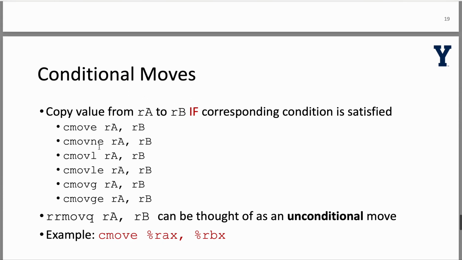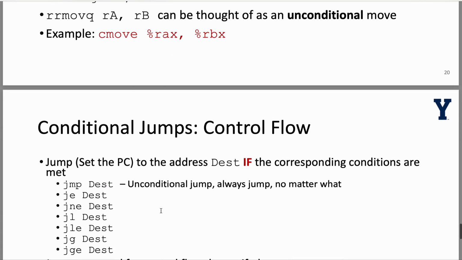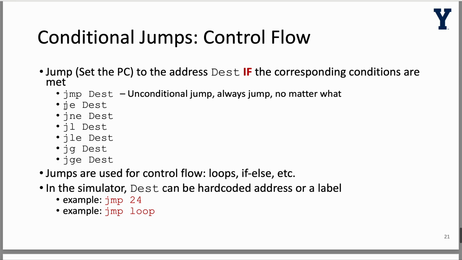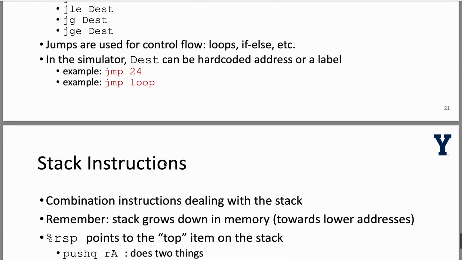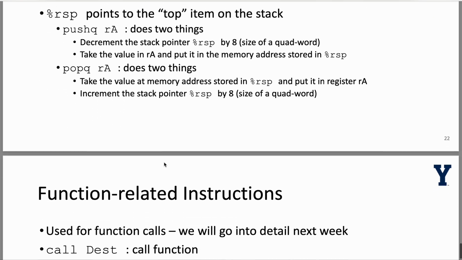So here are some examples. You can copy a value if the corresponding condition is satisfied. So cmove not equal, cmove less than or equal, greater, and greater than or equal. So anyway, some things to think about. Also, we have conditional jumps. These are in essence if statements, so you'll use these to build if statements and while statements. And you can also have stack instructions.